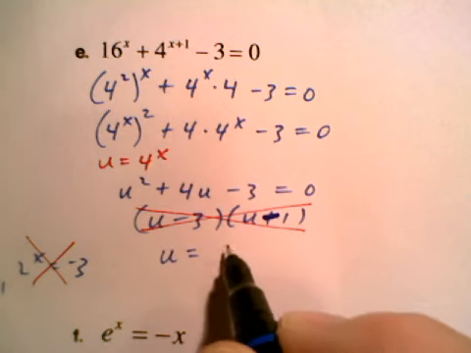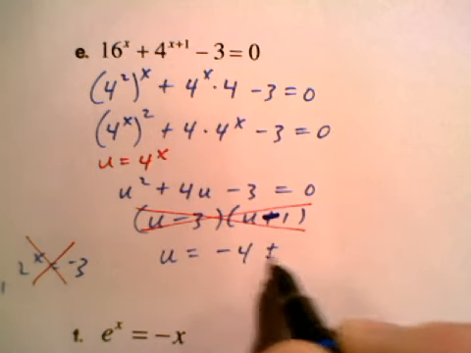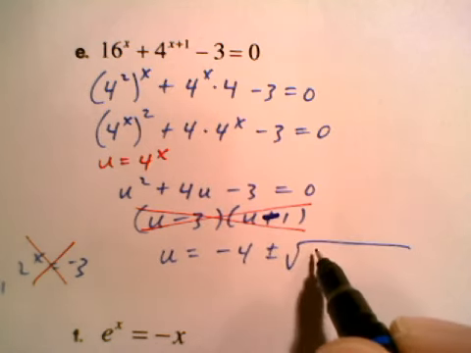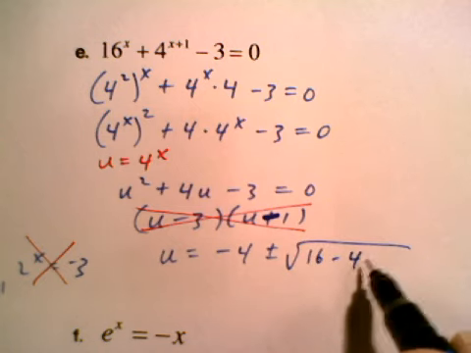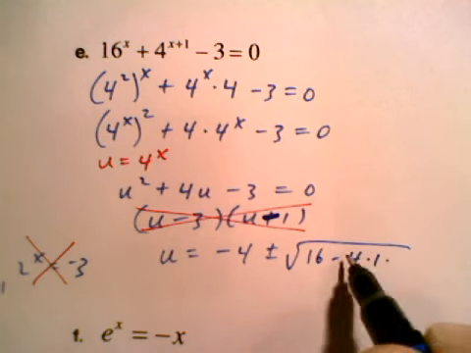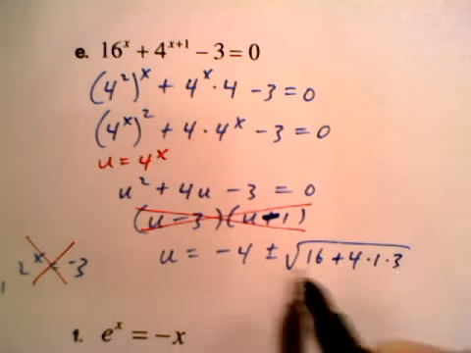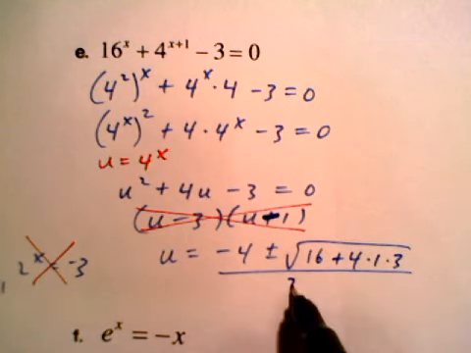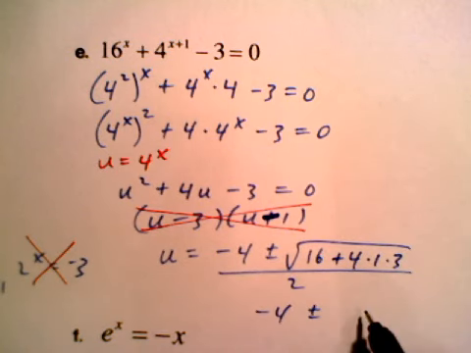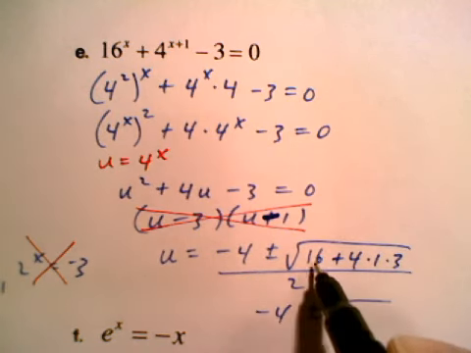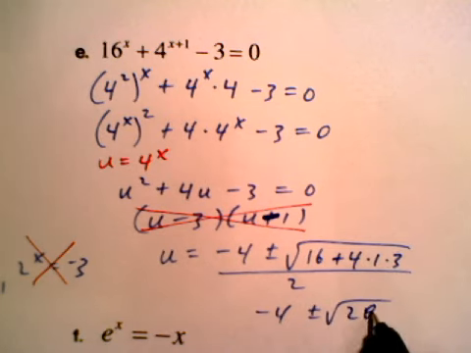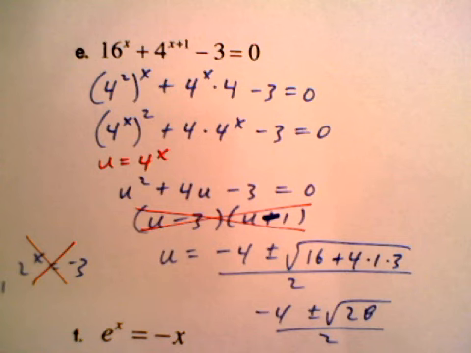u equals the opposite of b, so negative 4 plus or minus the square root of b squared, 16, minus 4 times 1 times negative 3. So I'm going to make that a plus, make that a 3, over 2a. So I get negative 4 plus or minus the square root of 16 and 12 is 28, over 2. So it'll be 2 radical 7 over 2, which is negative 2 plus or minus radical 7. Wow, what a mess.